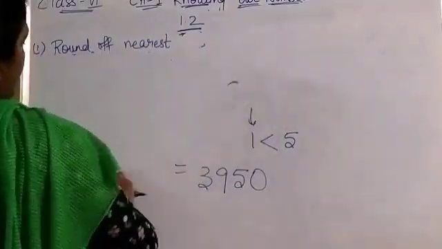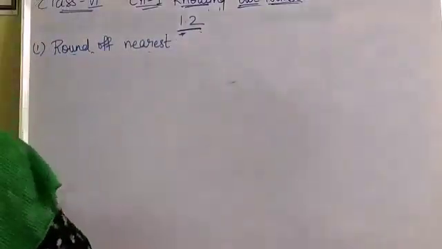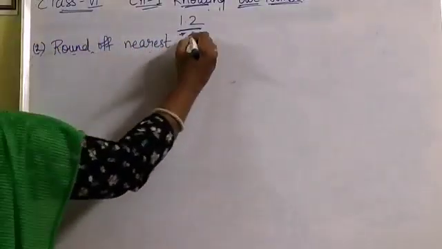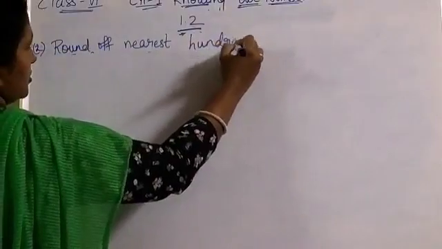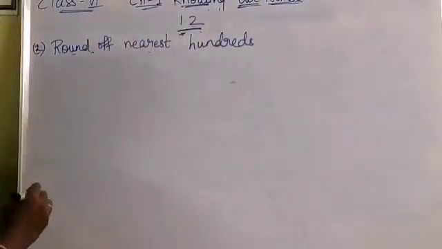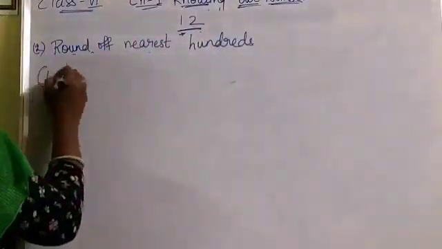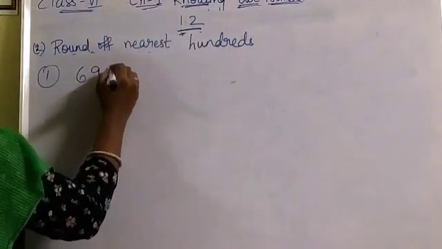The second question is nearest hundreds. Coming to the second one, nearest hundreds. See, in each bit I am giving 2 sums, you can do them, okay. The first one is 695.